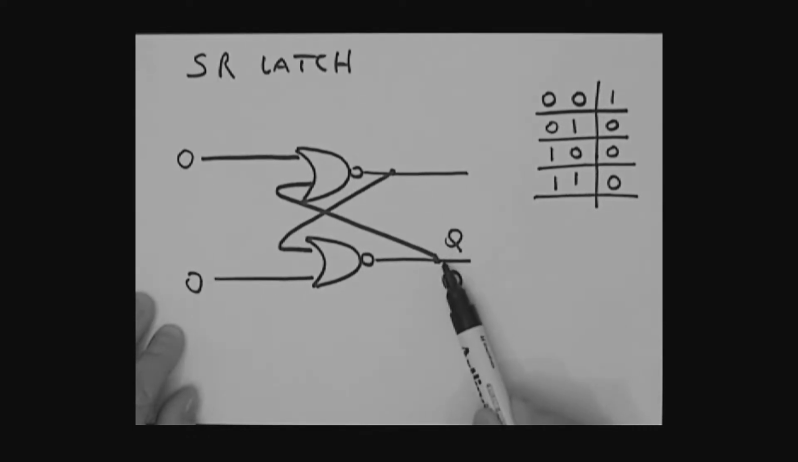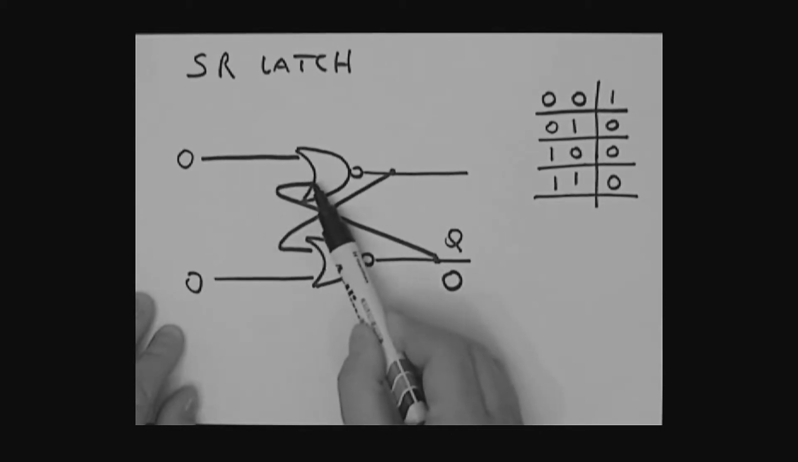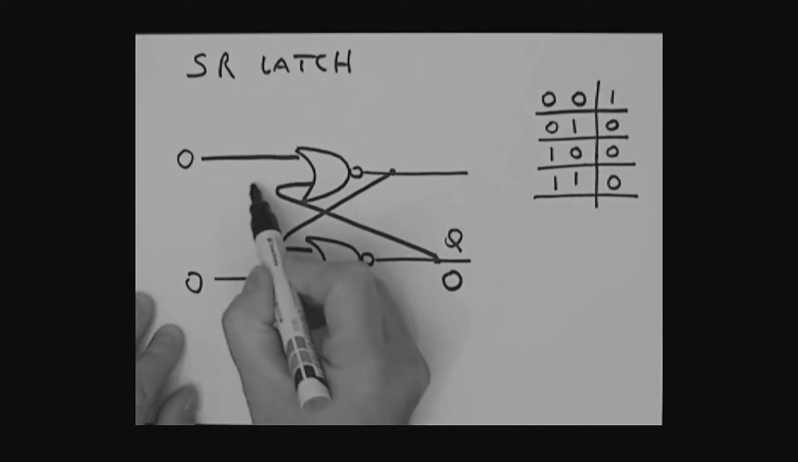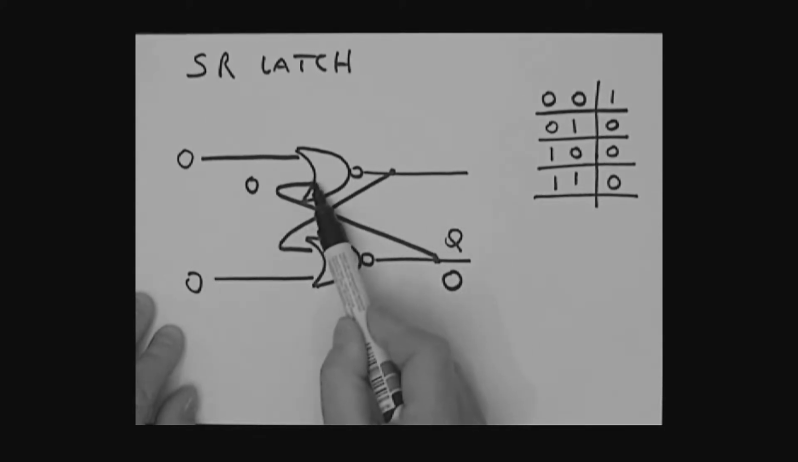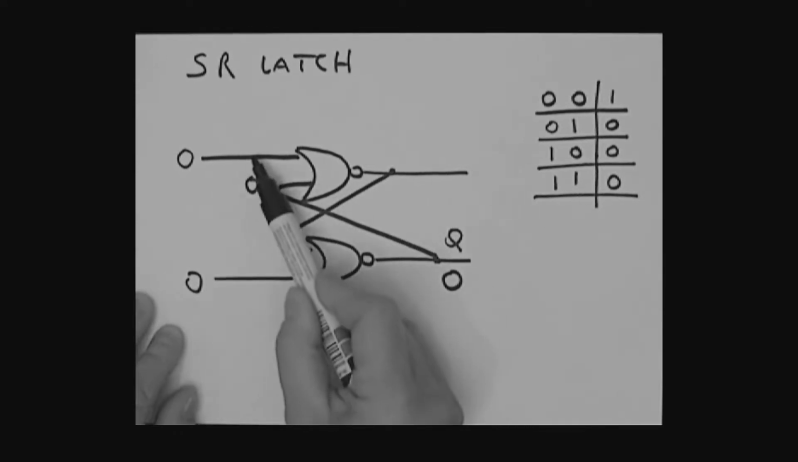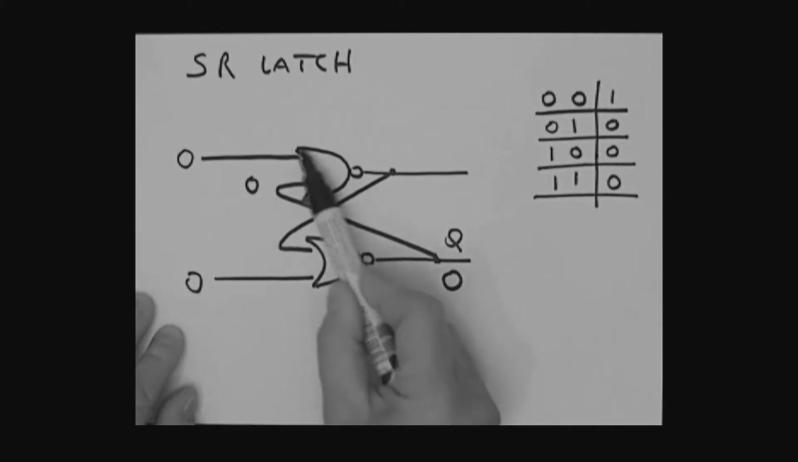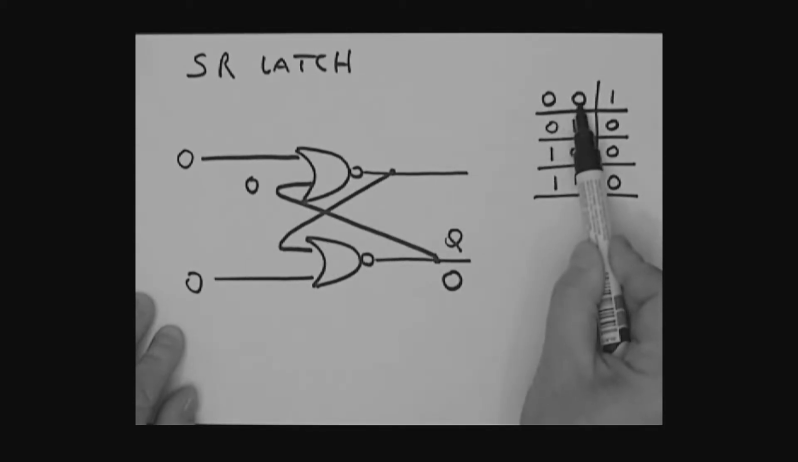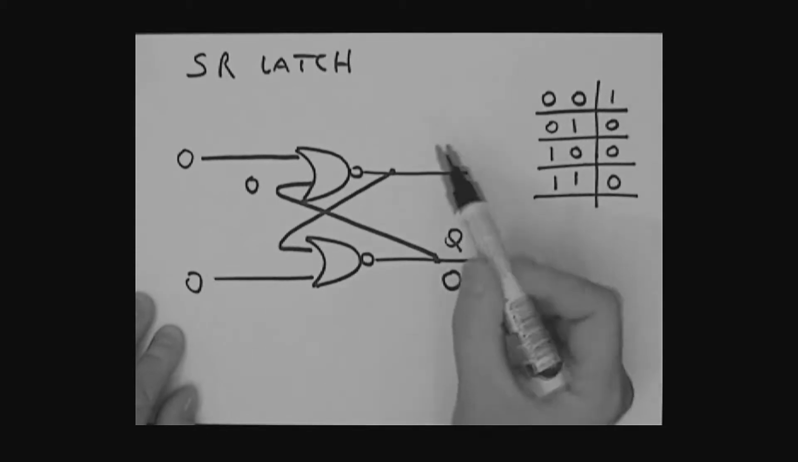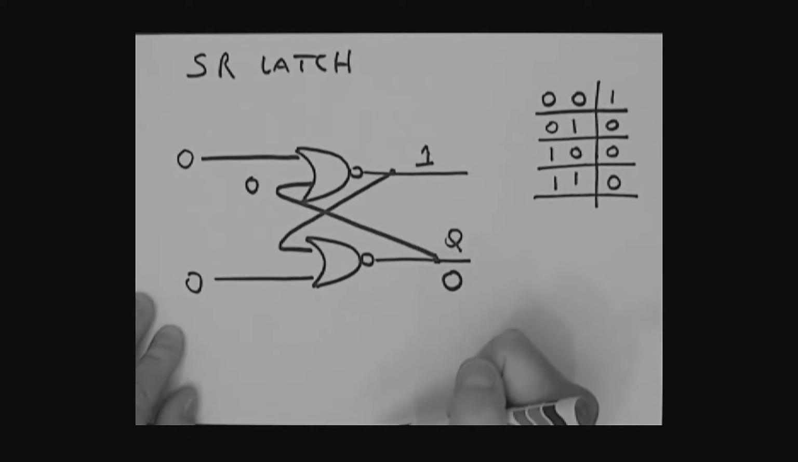Now let's look at this. If this Q is a 0, let's look at this. This is fed back to the input of this gate sitting over here. So what have I got here? I've got a 0 sitting here, fed back like so. I've got a 0 sitting here. I've now got a 0, 0 to this NOR gate. A 0, 0 input to a NOR gate gives me what? Look at the truth table. 0, 0 as an input gives me a 1. So this output over here is sitting at a 1.